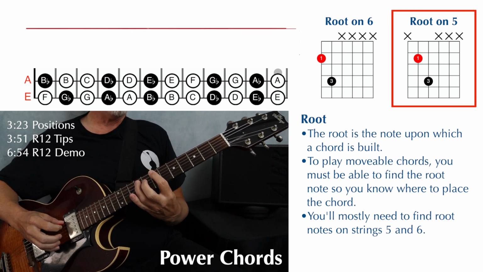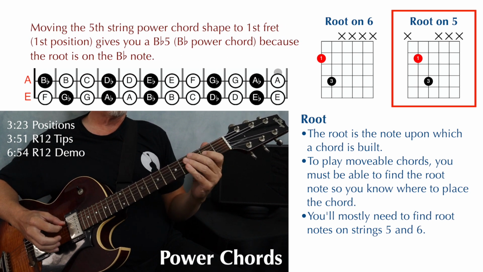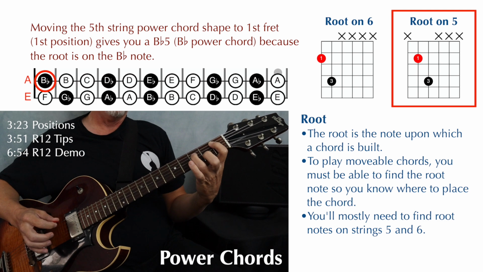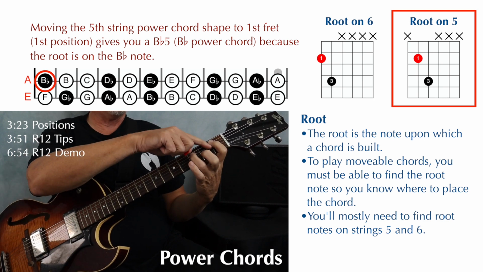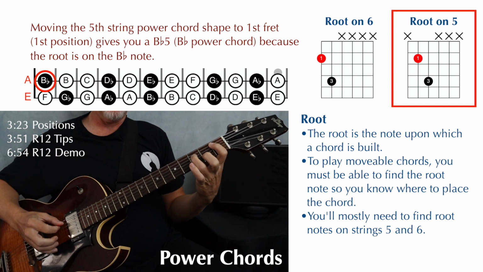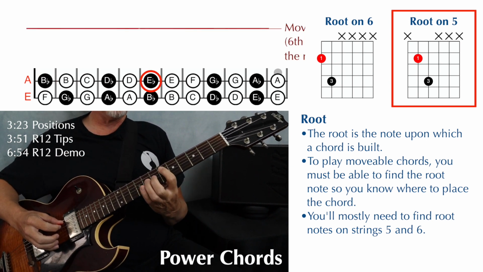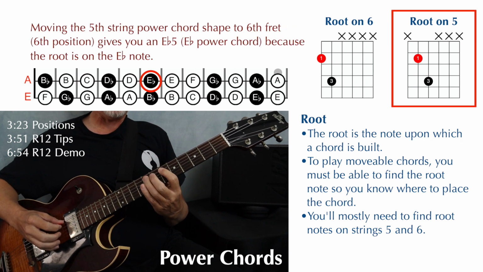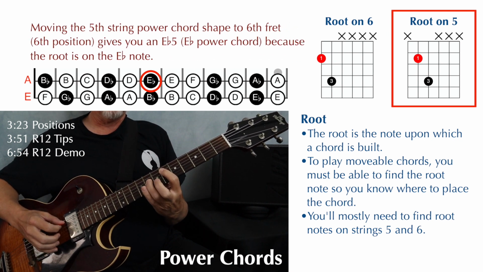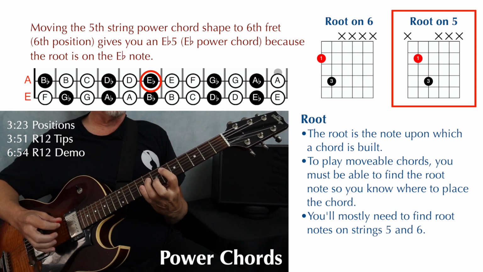Similarly, if you move that A5 chord to the first fret, it becomes a B flat power chord, because my first finger is on the B flat on the 5th string. And if you move that root note up to the 6th position, you'll be playing an E flat power chord, because now the root note is on the E flat, string 5, fret 6.